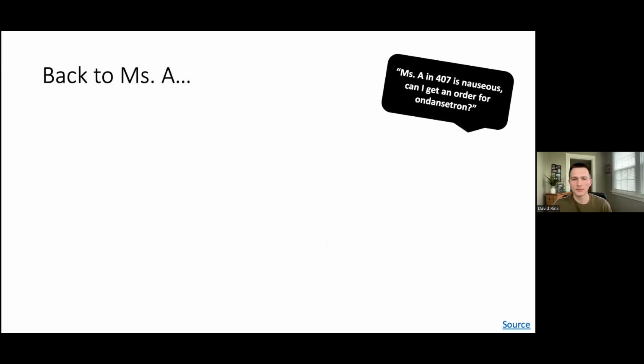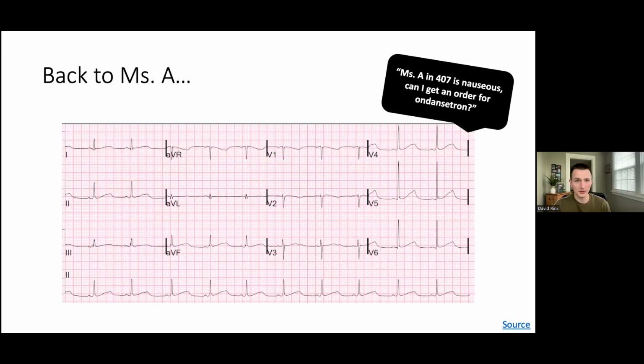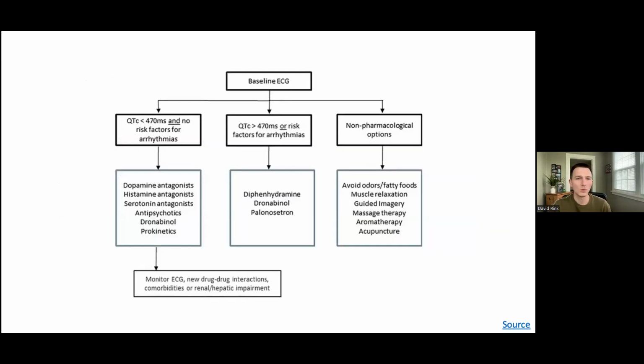So we'll wrap up again. We're returning to our case. So this was, again, our patient who had a QTC of about 500. They're wondering about an order for ondansetron. And we saw a number of different approaches here, and I don't think any of them are particularly wrong. This is one recommendation that I found. This is actually somewhat conservative, I think, compared to how most of us would practice.